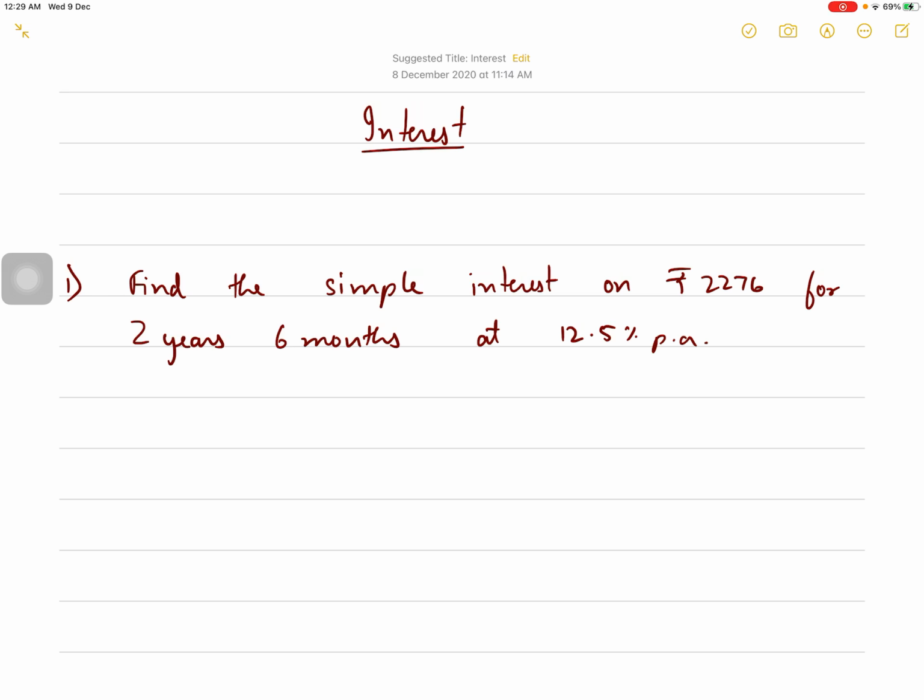Find the simple interest on rupees 2276 for 2 years 6 months at 12.5% per annum. So this is simple interest. Simple interest is equal to P into N into R. Principal is 2276, N is 2 years 6 months, and R is 12.5%.